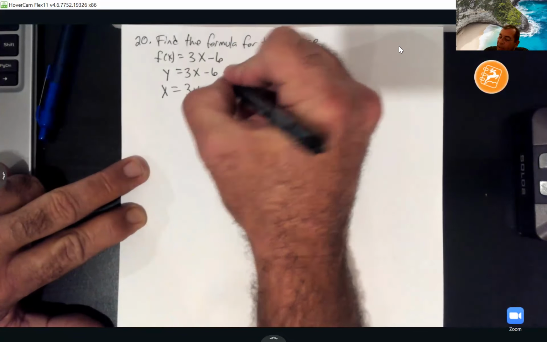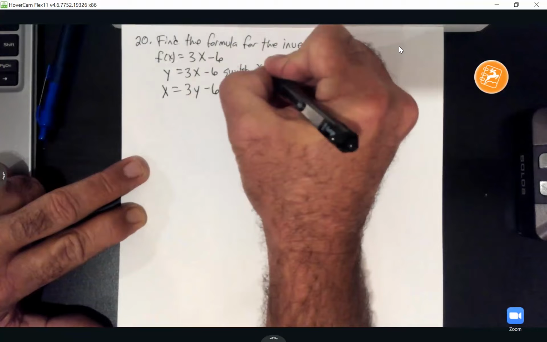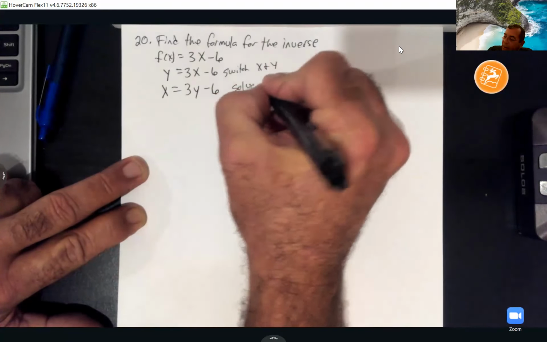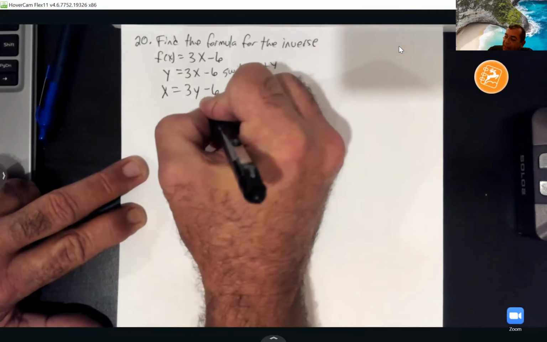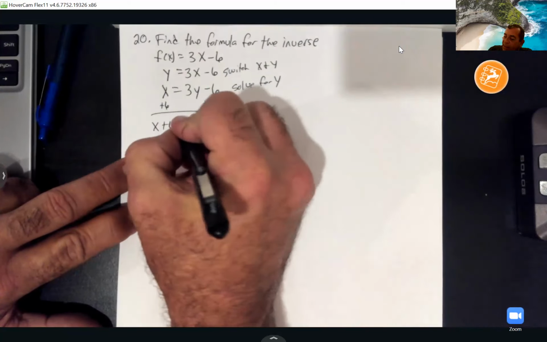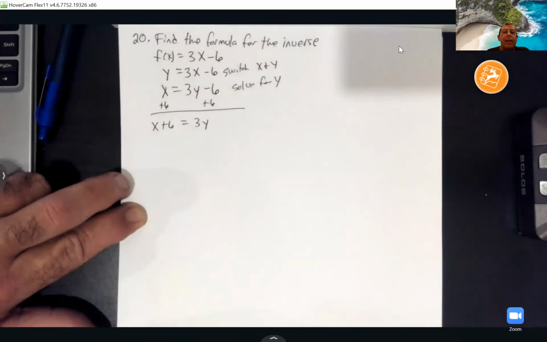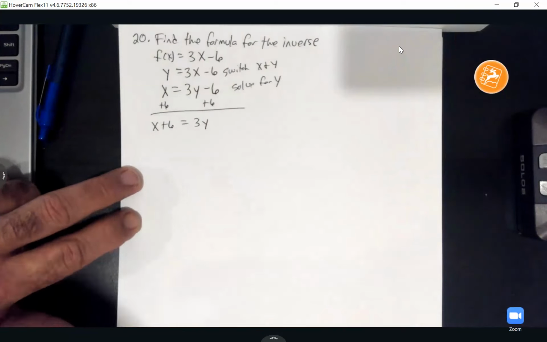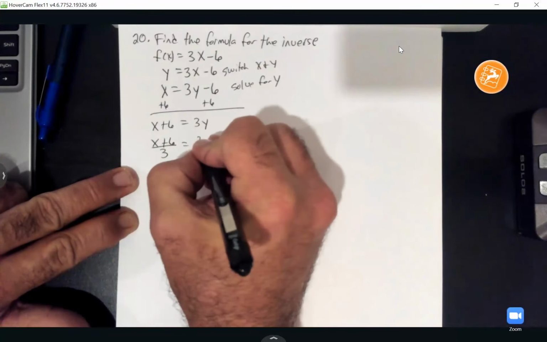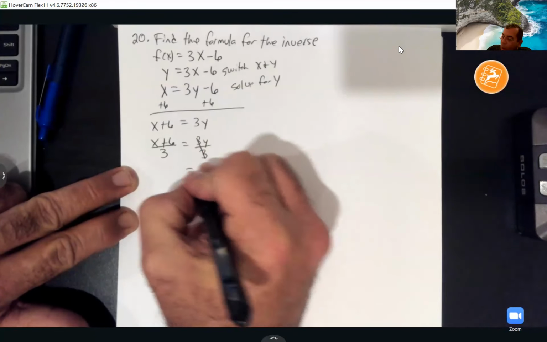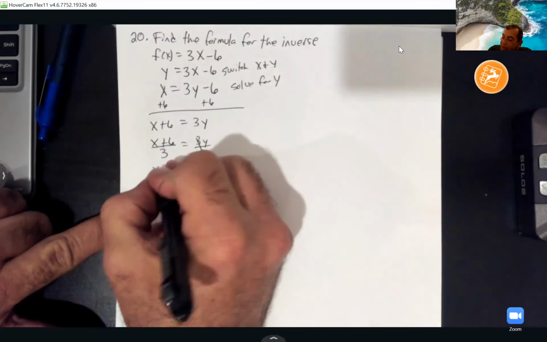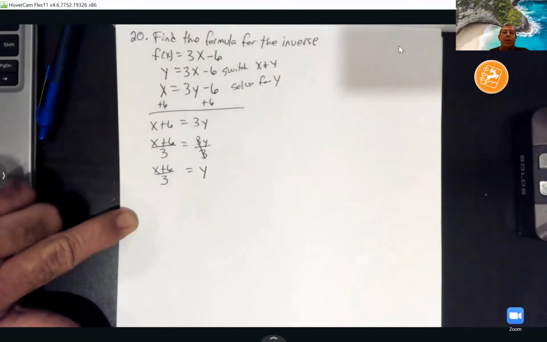So remember, we switched the x and y. So then you add 6 to both sides. Now we're going to solve for y. So I'm going to add 6. I get x plus 6 equals 3y. And then divide by 3. So that cancels for my y, so my y is good. We're not going to simplify that. We're just going to leave that at x plus 6 over 3.